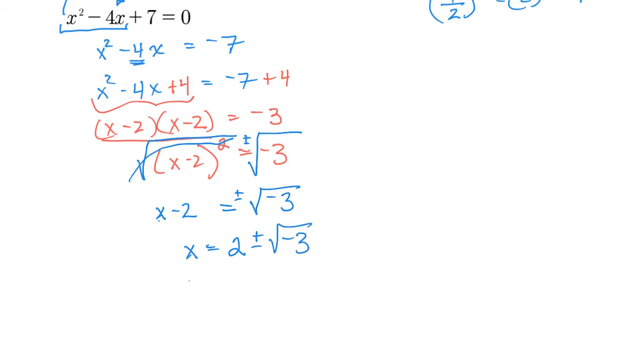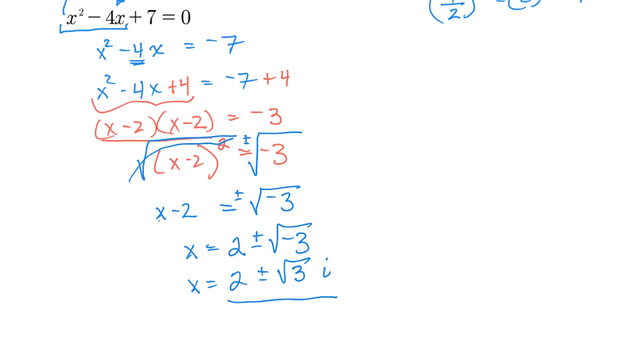Looking pretty good there. If you remember your complex numbers, anytime I have a negative under the square root, I get rid of the negative and just put an i at the end. So if you were to have done this with the quadratic formula, you would have got the same answer.